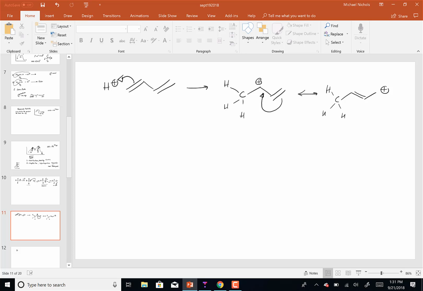Because what happened was, this bond, we took this pair of electrons to give it here. This carbon's fine because it didn't lose anything, but this carbon got the shaft because it lost 1 electron, because this carbon gave it to that one. So it's back to a plus charge. So the plus charge will move 2 carbons. The bond will move 1.